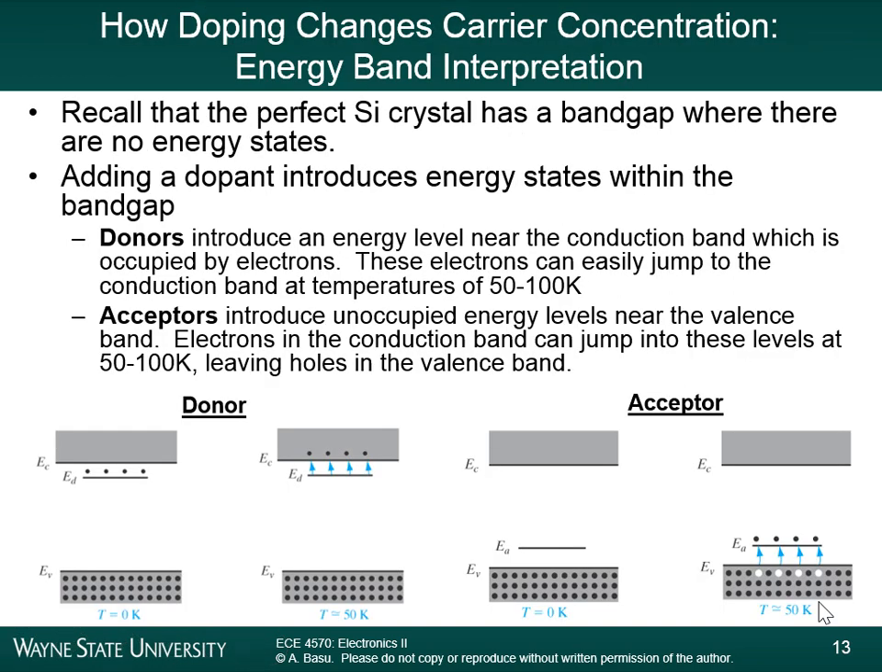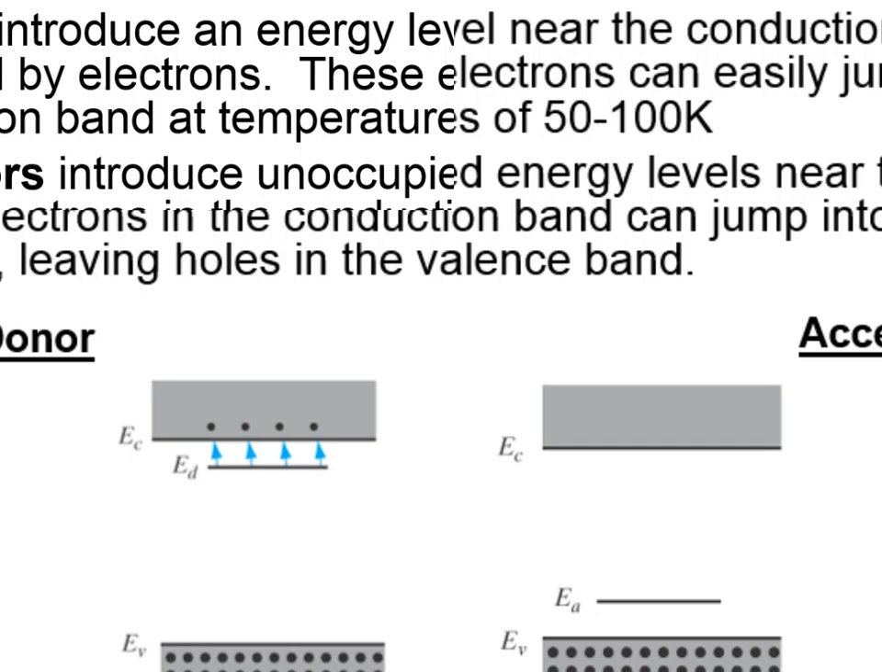So how does doping change carrier concentration? We talked about it in terms of what's happening in the physical model. Let's now talk about what's happening in the energy band model. Recall that the perfect silicon crystal has a band gap where there are no energy states. We've drawn that a few times before. And now what happens, if we're adding a dopant, we're introducing energy states within the band gap. So donors introduce an energy level near the conduction band which is occupied by electrons. These electrons can easily jump into the conduction band at temperatures of 50 to 100 K. So if we look at the donors real quick here.